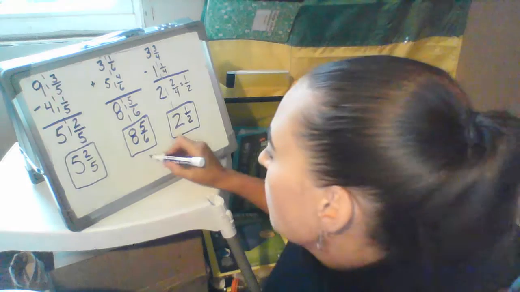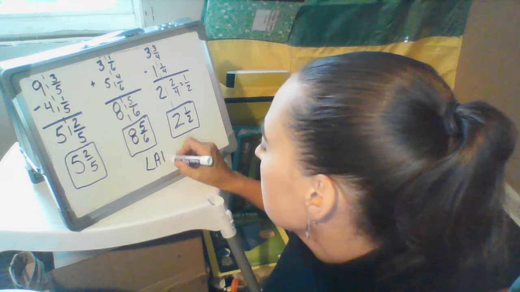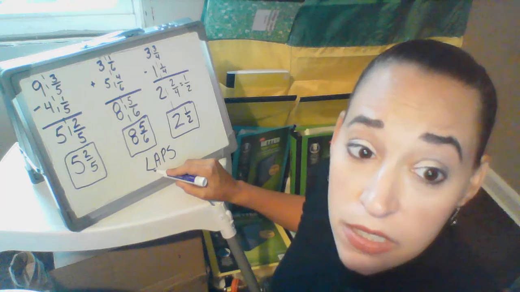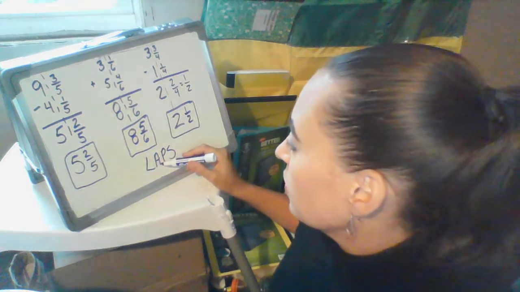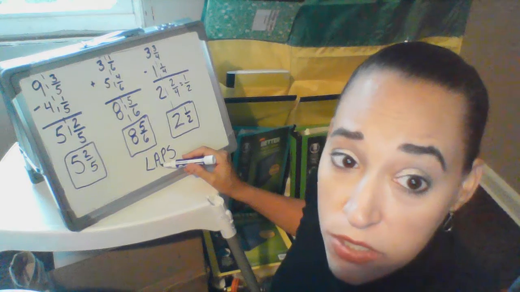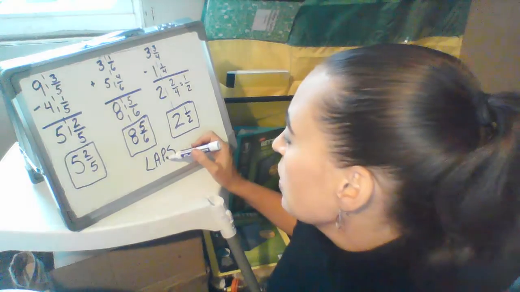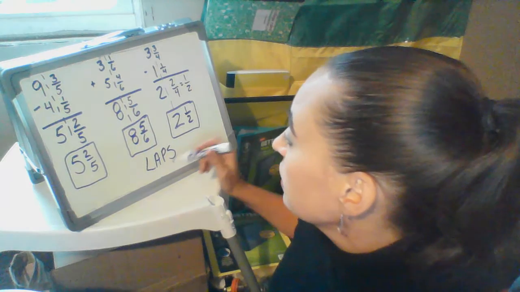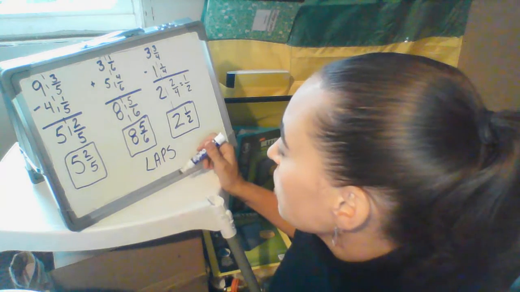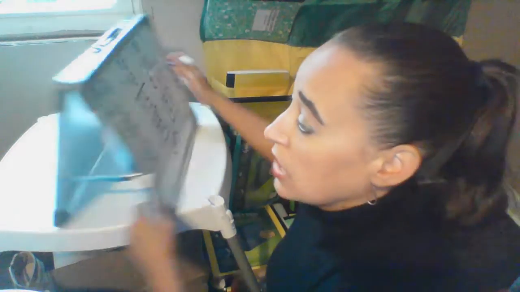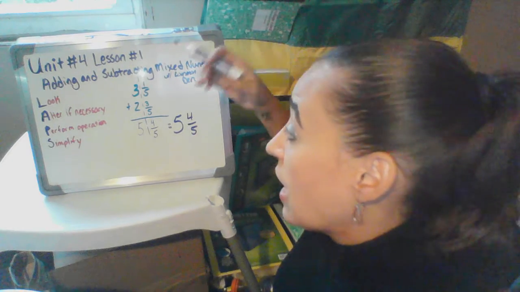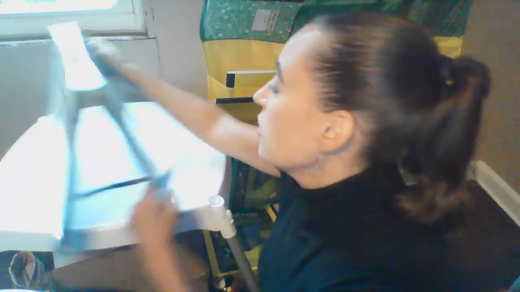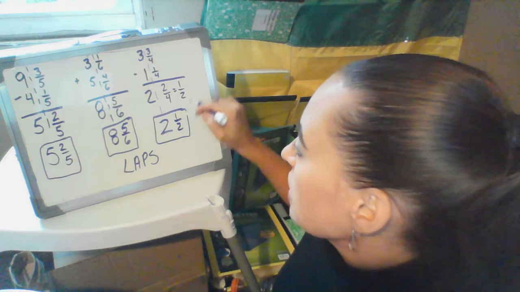Remember, it's LAPS. You look: am I doing subtraction or addition? A is for alter. Do I need to create a common denominator? P: what do I have to do? We have to perform the operation, so that's where you add or subtract. And then your S, again, is what we just did here. The last step is to simplify.